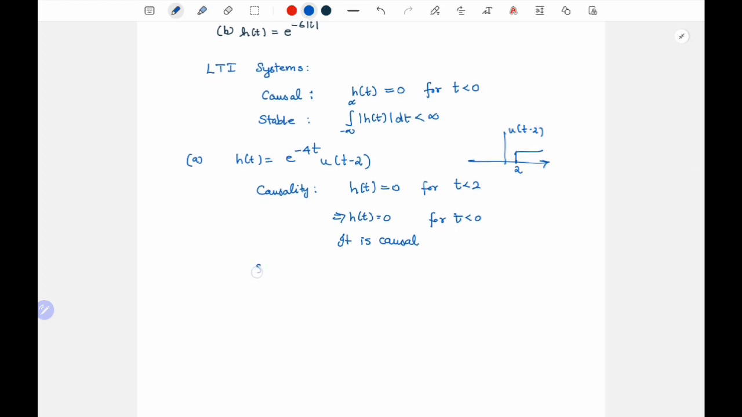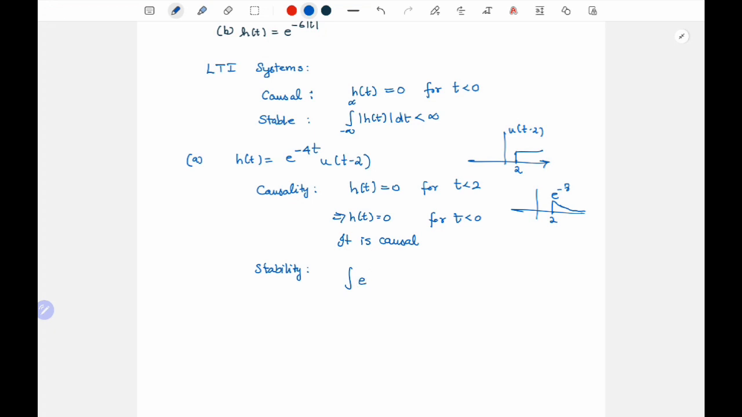Let's check for the stability. So what do you think? It is a falling exponent, right? It starts from 2. It has a value of e power minus 8, right? And it falls. So will it be absolutely integrable? Yes, it is absolutely integrable.